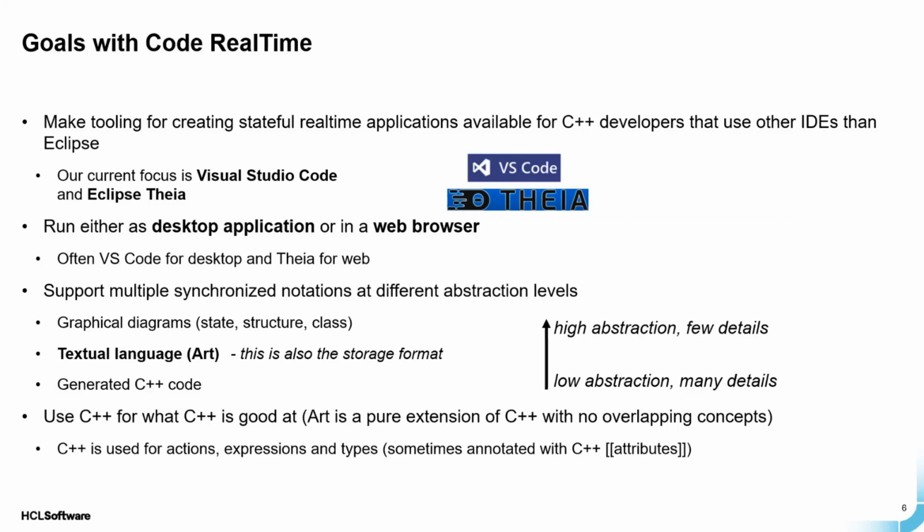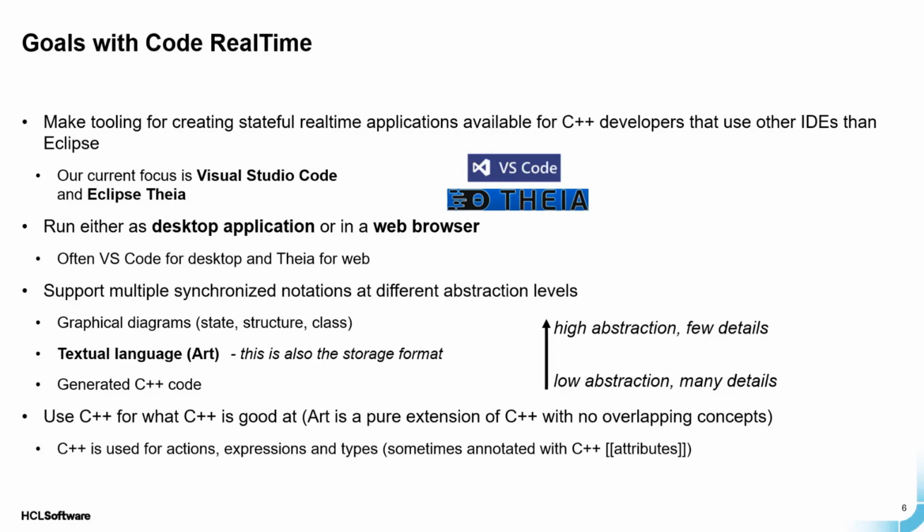So as you already heard, the main reason Code RealTime exists is that we want to bring the same functionality as we have in Model RealTime, but for users of other IDEs. And we are currently focusing on Visual Studio Code and Eclipse Theia. Maybe we will add more IDEs in the future.